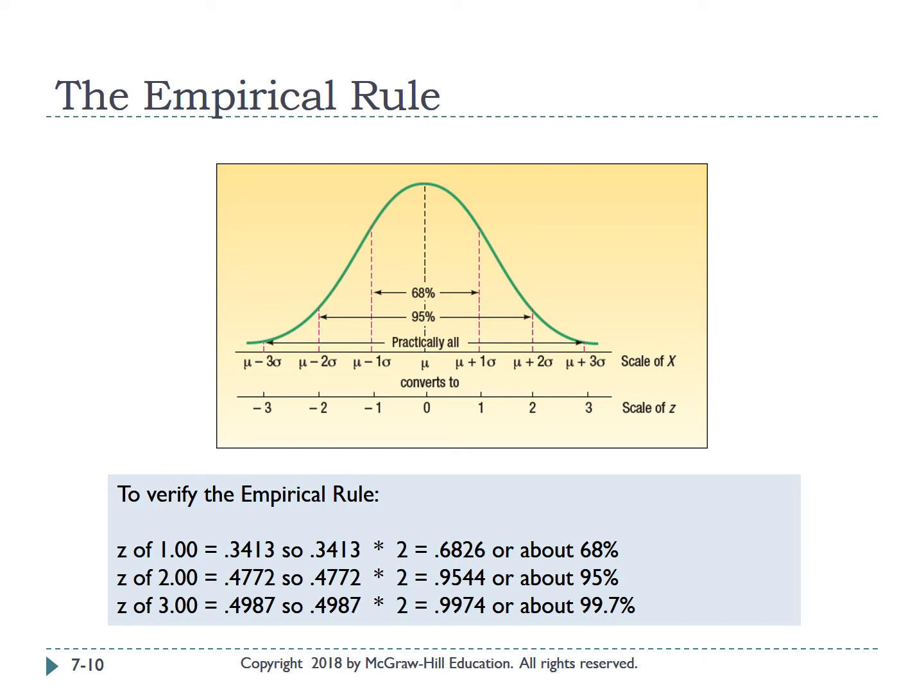A Z of 2 corresponds to 0.4772, so plus or minus 2 standard deviations is 2 times 0.4772, equal to 0.9544. Write this answer as a percentage and round. So it's about 95%. A Z of 3 corresponds to an area of 0.4987. So plus or minus 3 standard deviations is 2 times 0.4987, which is 99.7%.